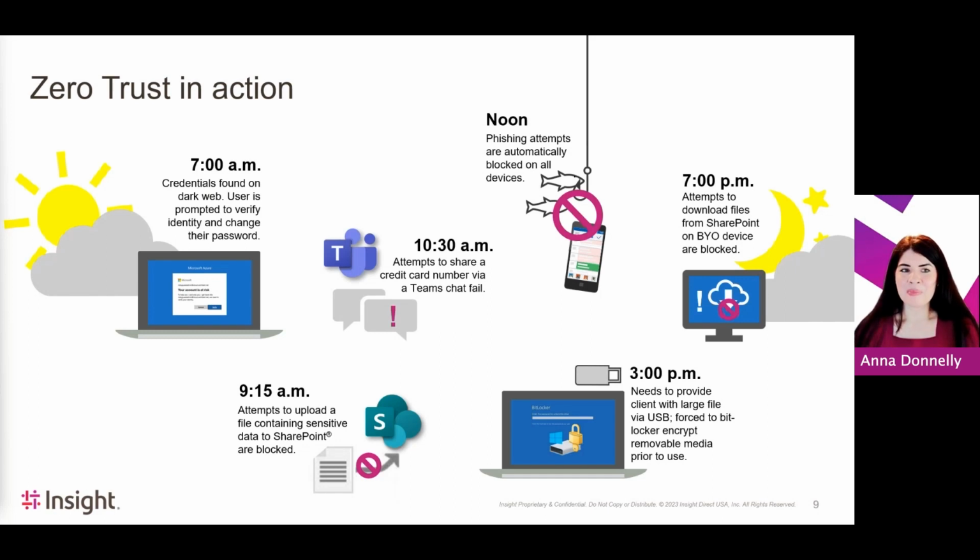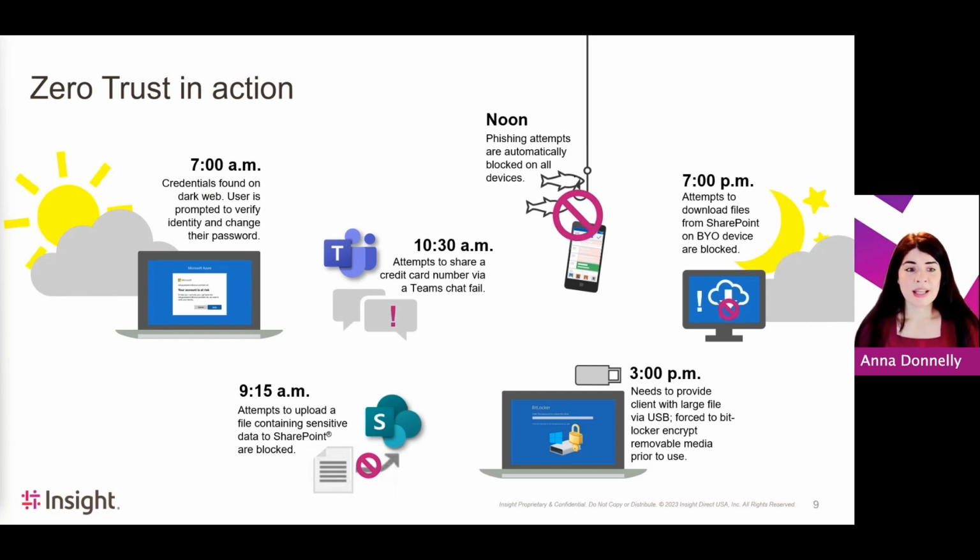So at 7 o'clock in the morning, credentials are found on the dark web. So he's trying to log in and it's telling him, you need to tell me who you are and you need to change your password. Enter identity protection that ensures the integrity of your end user sign-on. And then they're using self-service password reset. In order to get that done, it's a relatively seamless, easy experience for your employee, and it's very easy to support.